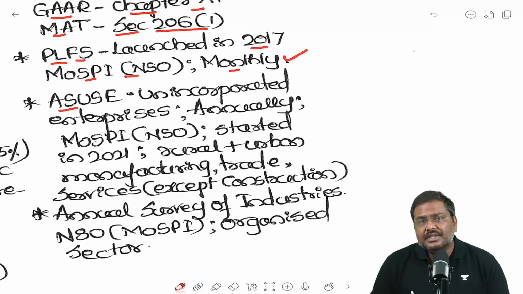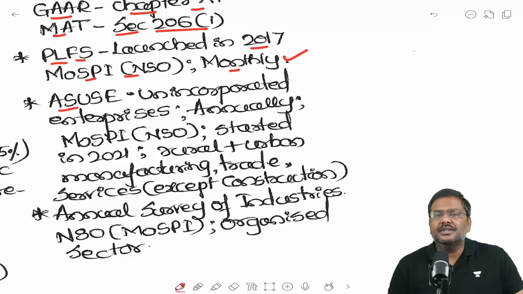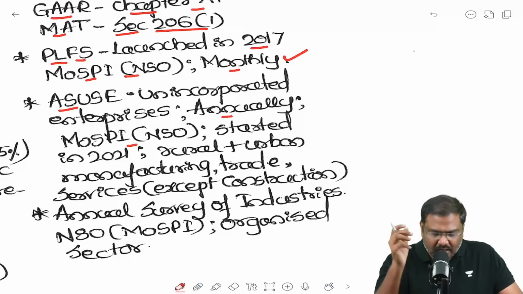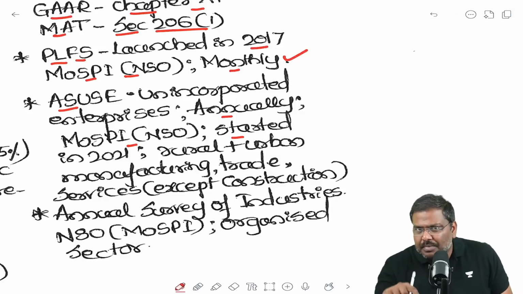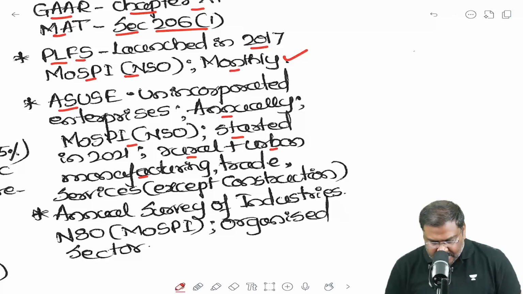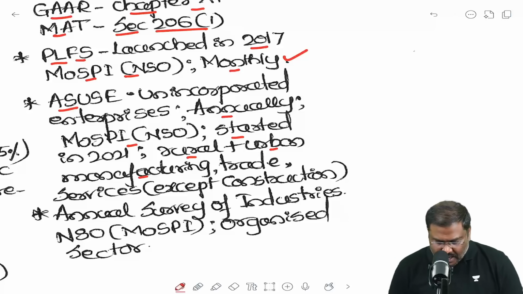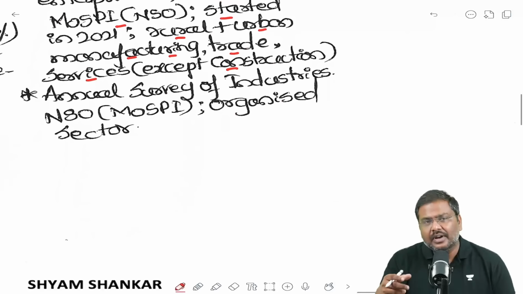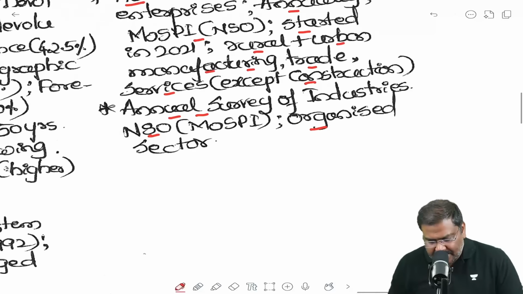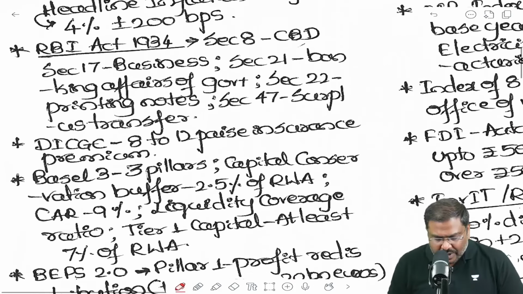We also have the annual survey of unincorporated sector enterprises, those which are not registered. This is published annually now, and it is calculated and published by the same, that is NSO, functioning under MOSPI. It started publishing this from the year 2021, focuses on rural areas as well as urban areas, and the entities which are covered under this are in manufacturing, trade and services, except those involved in construction. Very difficult to get the data. Annual survey of industries published by MOSPI, that is NSO, focuses on covering the organized sector. Let's move on.